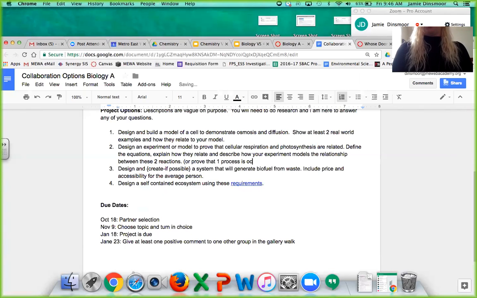So that's one of your options. Number 3 is a pretty hard one here, but design and create, if possible, a system that will generate biofuel from waste. And then the last option is to design a self-contained ecosystem using these requirements, which takes you to a separate page. Right, we're going to be selecting our partners soon and starting to work on these projects. So I thought, why not spend some time thinking about how we could design an experiment for number 2, and that might end up being something that you choose.